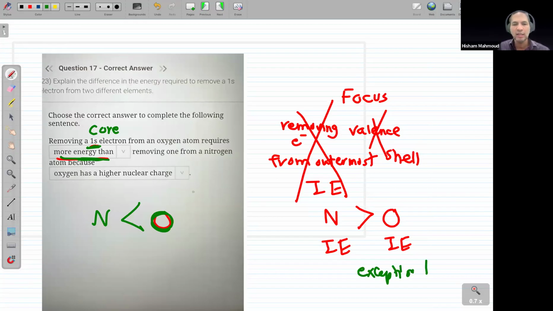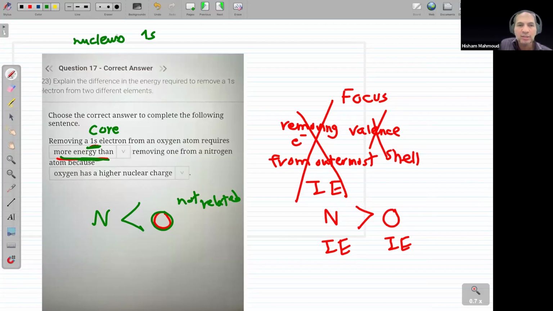But this is not related. Let me write everything here in green and everything here in red. This is not related to ionization energy. This is only one s electron, and this one s electron is very close to the nucleus. This is the first energy level, right? Very close to the nucleus.